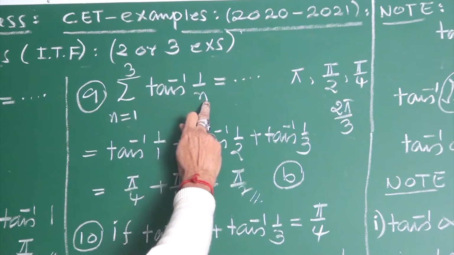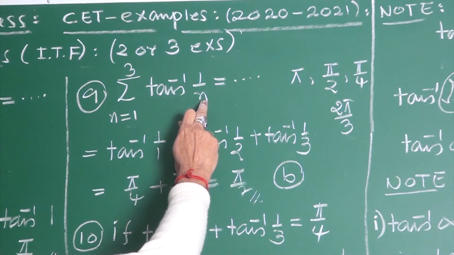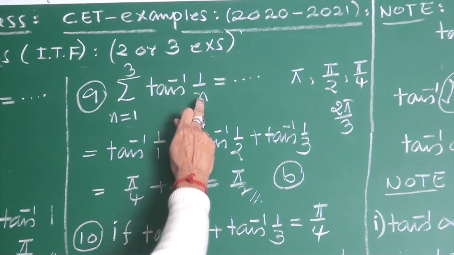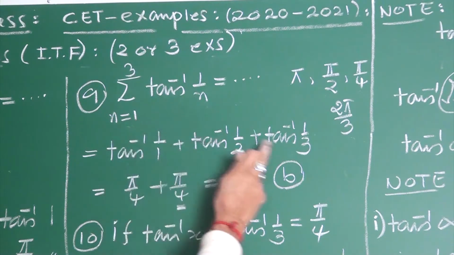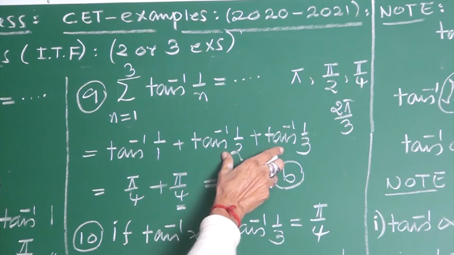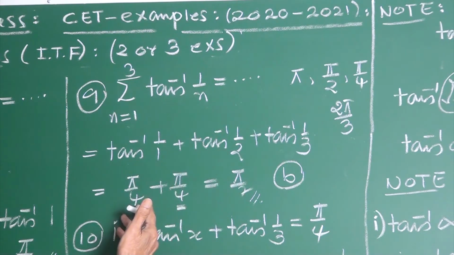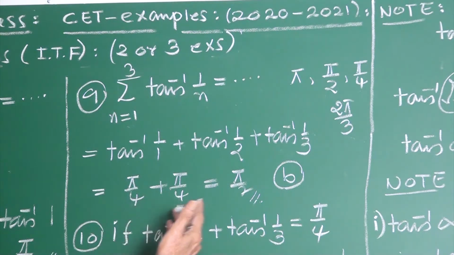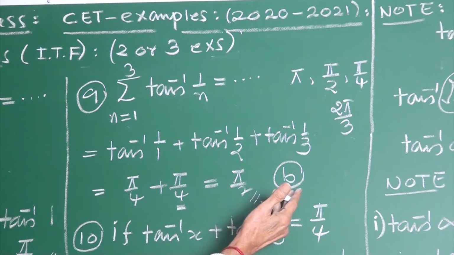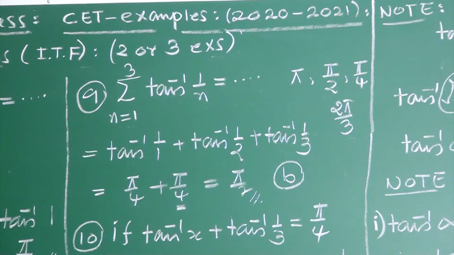Once again, my friends, put n equal to 1 to 3. When n is 1, this. When n is 2, this. When n is 3, this. You know, this is standard result, pi by 4. Tan inverse 1, standard result, pi by 4. Pi by 4 plus pi by 4 is pi by 2, which is B, my friends.